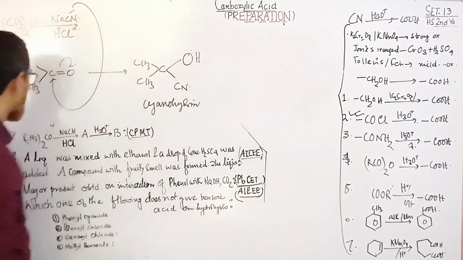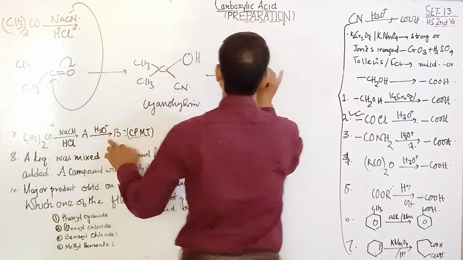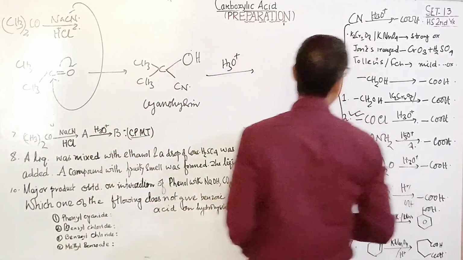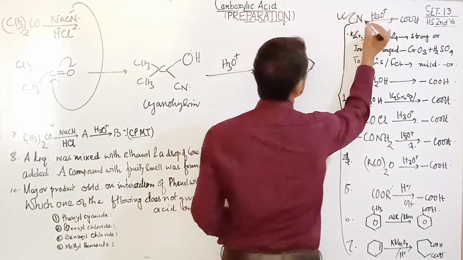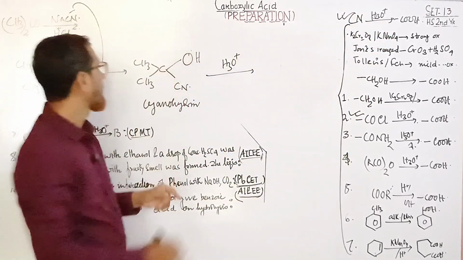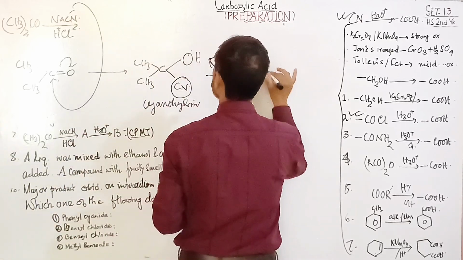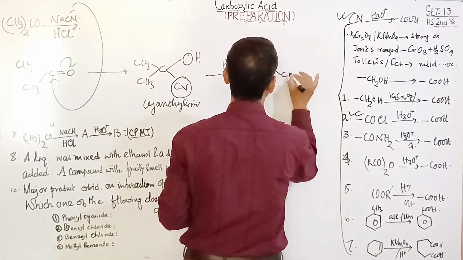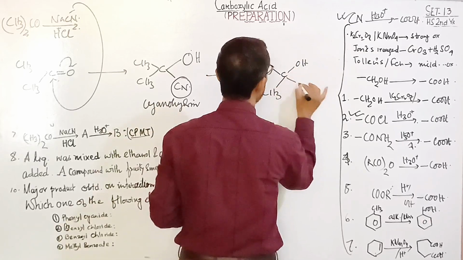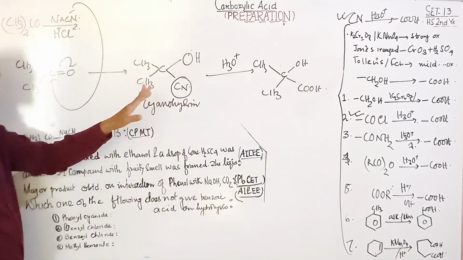This is cyanohydrin. And one step more, you are asked acid hydrolysis. H3O+ means acid hydrolysis. So already we have mentioned CN and acid hydrolysis give you COOH. Very simple. So your CN will become COOH, other things will remain the same. You will get this is the answer.